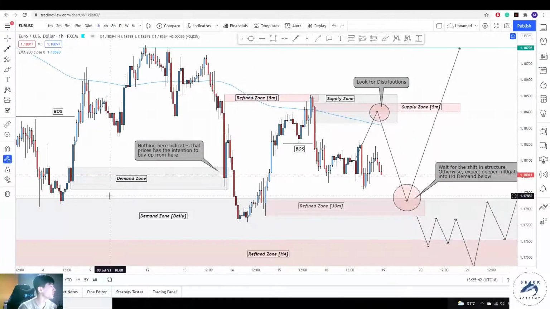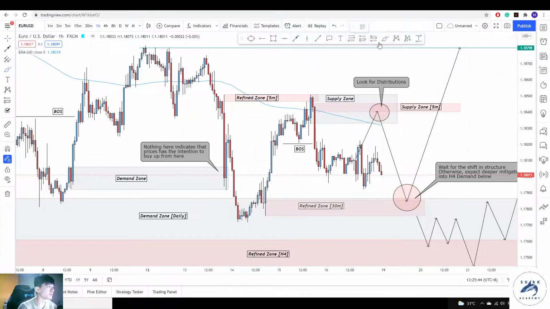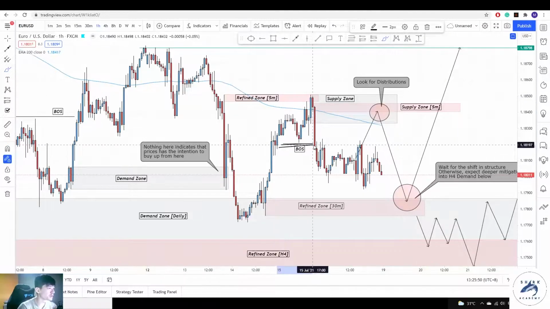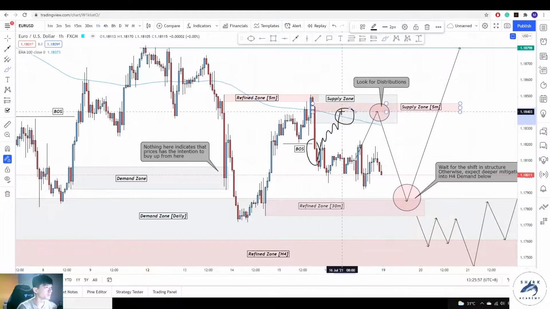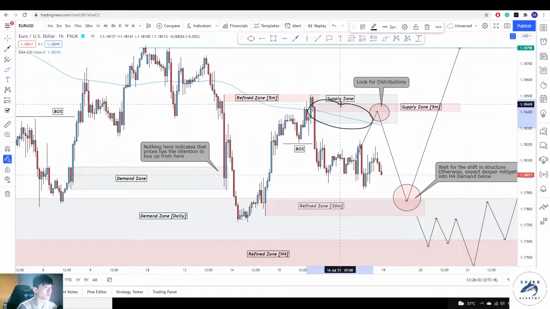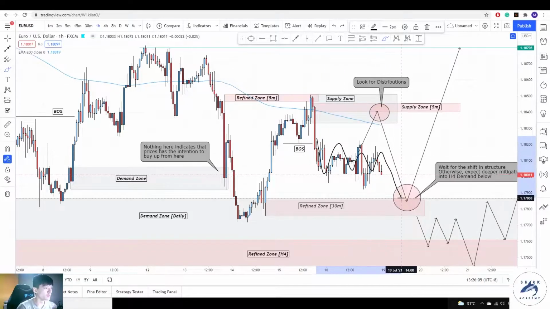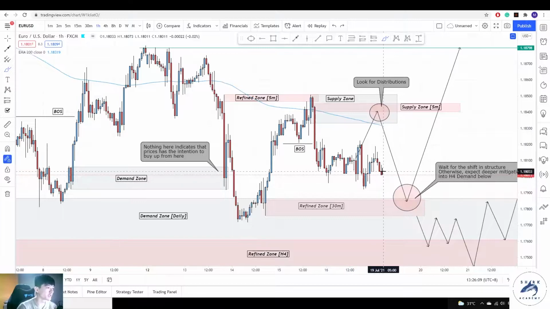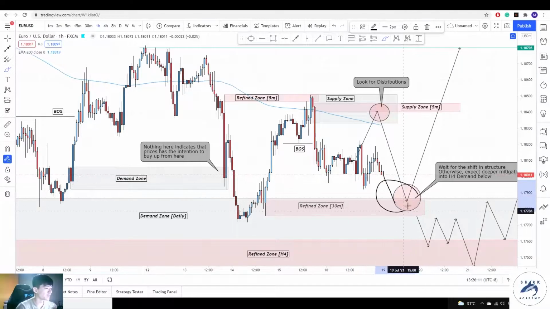Over here, we have the Euro dollar, and you can see that we have a refined zone here where price taps into, gives us a distribution, and breaks out of structure over here. As price breaks this level, we are waiting for a pullback into this supply zone, to give us a distribution to push prices lower into this area. But price didn't actually come back to our supply zone and started to move down, continuing this bearish order flow. So if price comes back towards this level, it gives us a chance to buy.